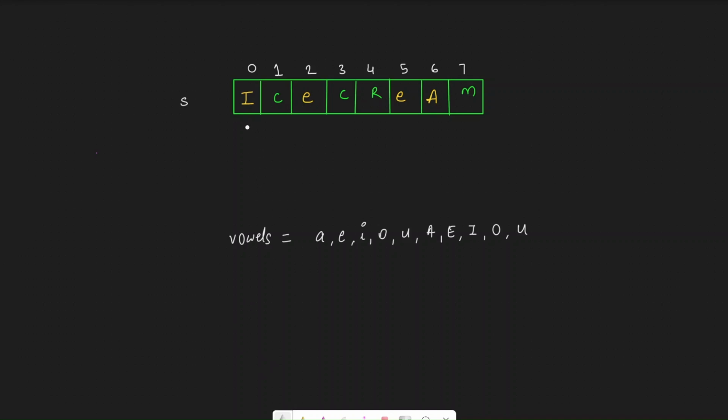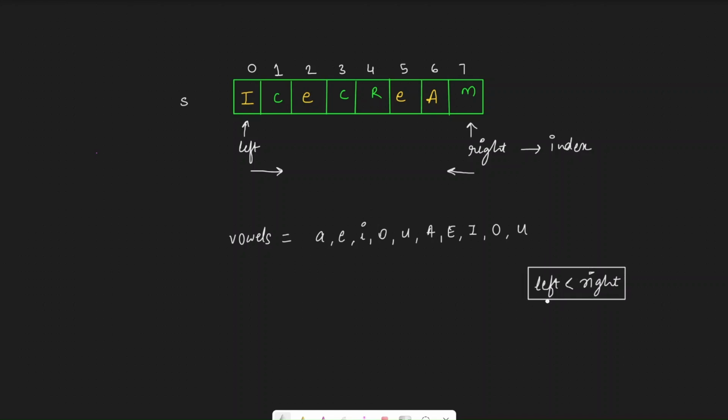Now here I'm going to initialize two pointers. My left pointer will be initialized at the first location in the string and my right pointer will be initialized at the end of the string. The left pointer will move in the forward direction and the right pointer will move in the backward direction. We always have to ensure that left is less than right. These are both indexes, and we need to ensure that this condition is followed all the time when we are updating left and right.